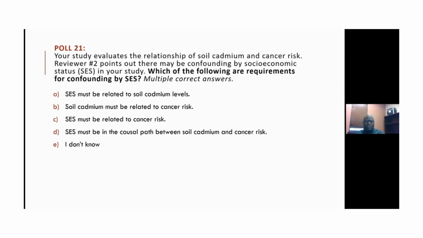Now, trying to know whether SES is a confounder rests on three things. And that's the definition of a confounder. For SES to be a confounder, it has to be related to the exposure, to the outcome, and not be on the causal pathway. So that's what these options represent. Option A tells us SES has to be related to soil cadmium. That's as a confounder, related to the exposure, which is one of the planks in the tripod definition of being a confounder. SES must be related to cancer risk. Yes, that's the second plank in the tripod. SES must not be on the causal pathway between soil cadmium and cancer risk. That's the third requirement. So those are the three things you need to evaluate to know whether SES is in fact a confounder in this particular analysis.